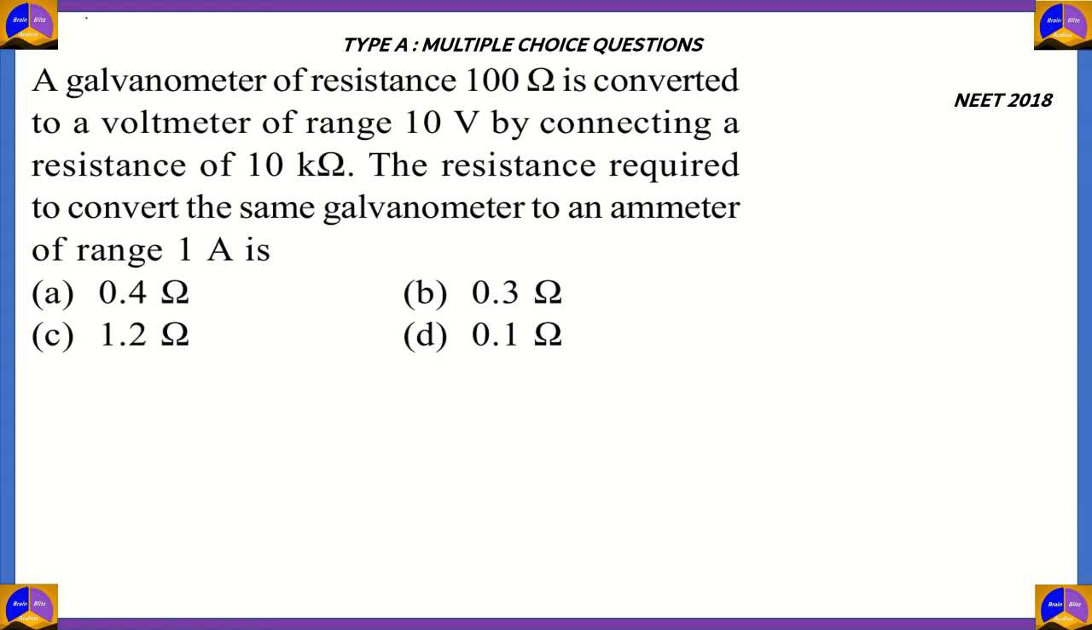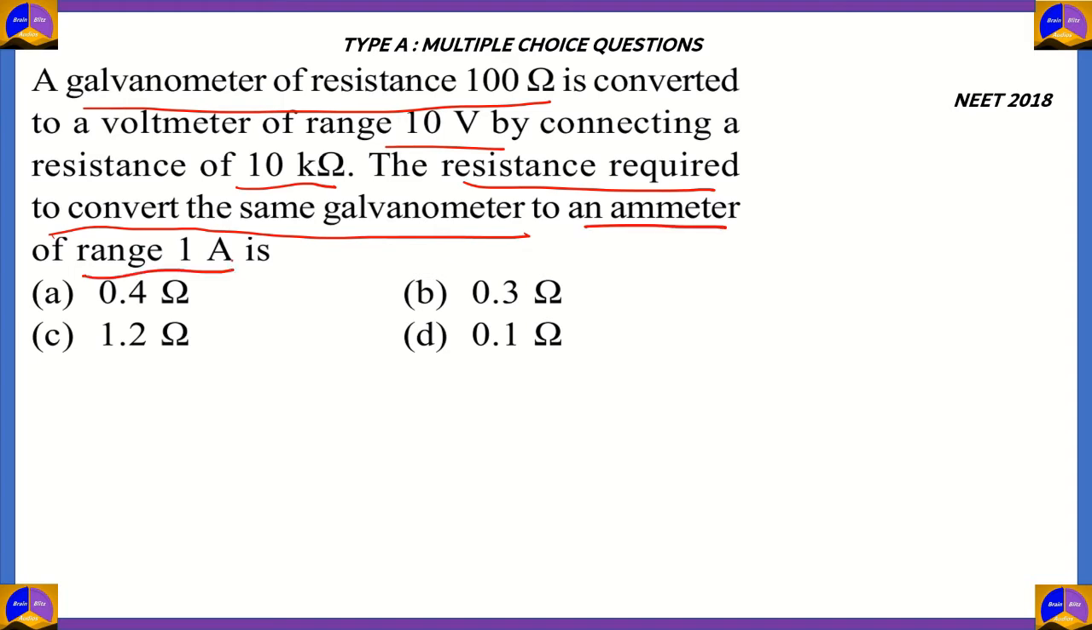Let's look at another one. A galvanometer of resistance 100 ohms is converted to a voltmeter of range 10 volts by connecting a resistance of 10 kilo ohms. You need to find out the resistance required to convert the same galvanometer to an ammeter of range 1 ampere.